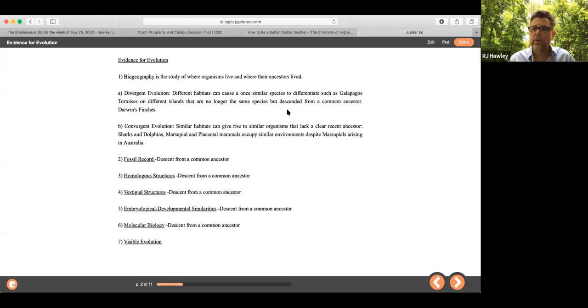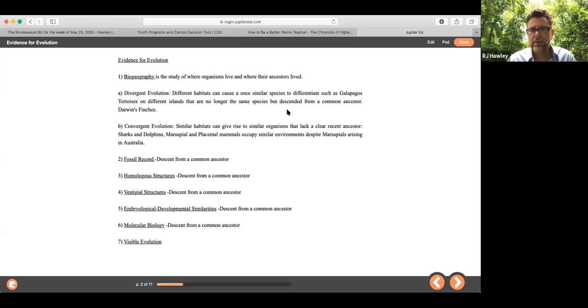Or the tortoises, the ones with necks that allowed them to go down and eat things off the ground versus the ones with the really long necks for reaching up and grabbing things off the bottoms of small trees or shrubs or things like that. So one species that diverged is used as evidence for evolution. And then converge, meaning to come together. This is similar habitats can give rise to similar organisms, and we think they arose because of their environment. So in Australia, we see animals similar to those that we have here, but also very different ones.